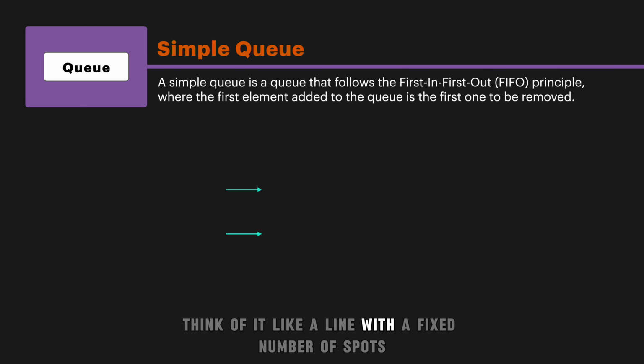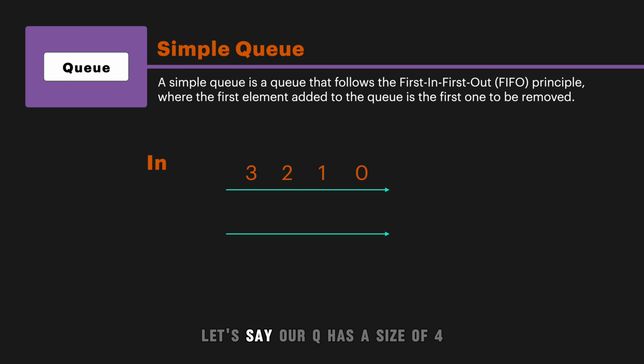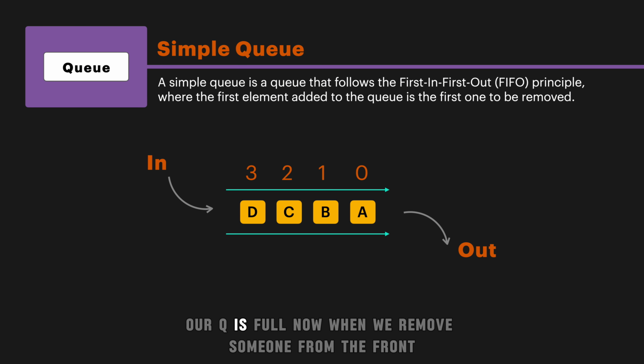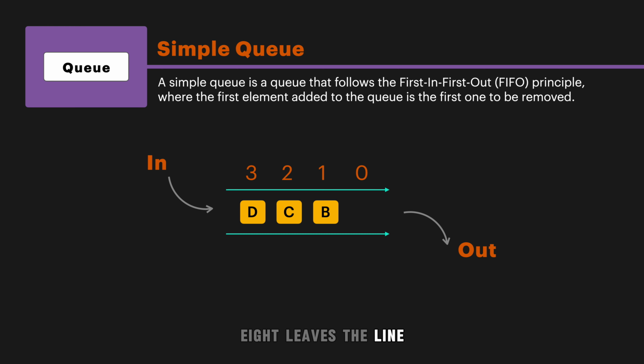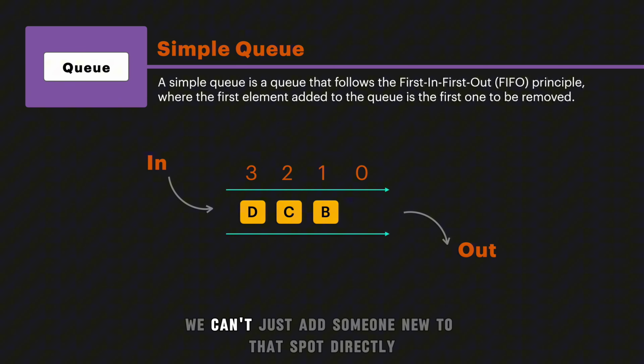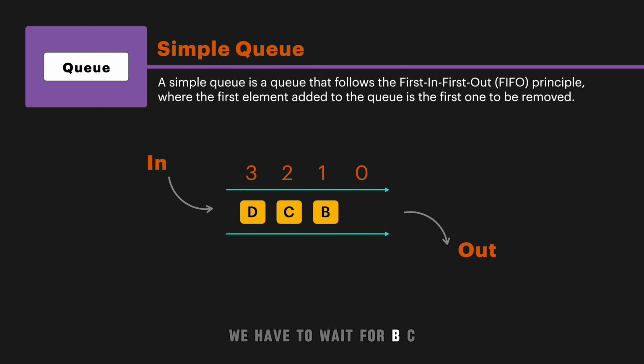Think of it like a line with a fixed number of spots. Let's say our queue has a size of 4. We add A, then B, then C, and finally D, our queue is full. Now, when we remove someone from the front, A leaves the line. But here's the thing with simple queues, even though there's an empty spot now, we can't just add someone new to that spot directly. We have to wait for B, C, and D to move up in line first.